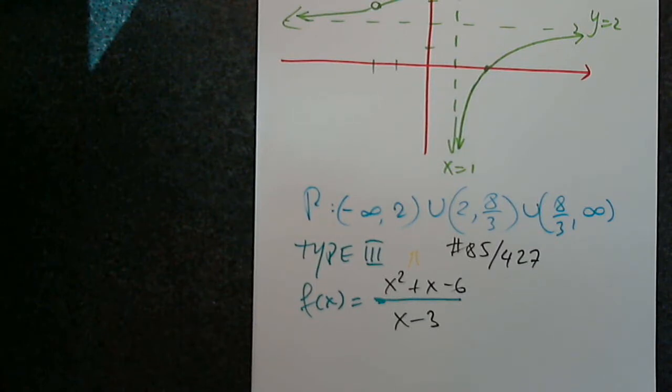Now the question is, is this type 3? One more time. Type 1 requires same degree over same degree. Type 2 requires a higher degree in the denominator. It's not type 1. It's not type 2. Is it type 3? Only if the degree at the top is exactly one unit higher than the degree of the bottom, so that when we divide, we get a line.